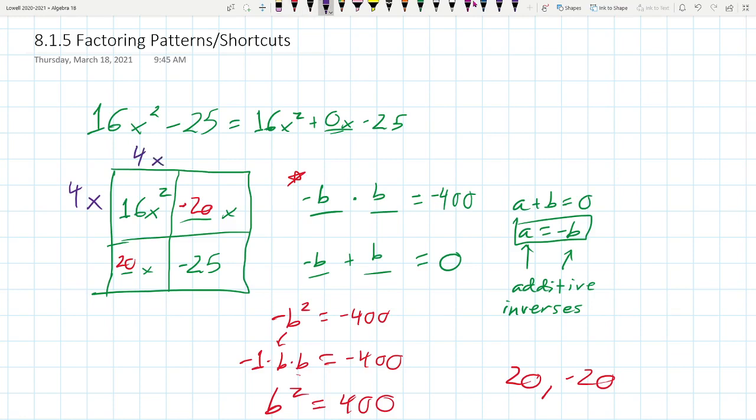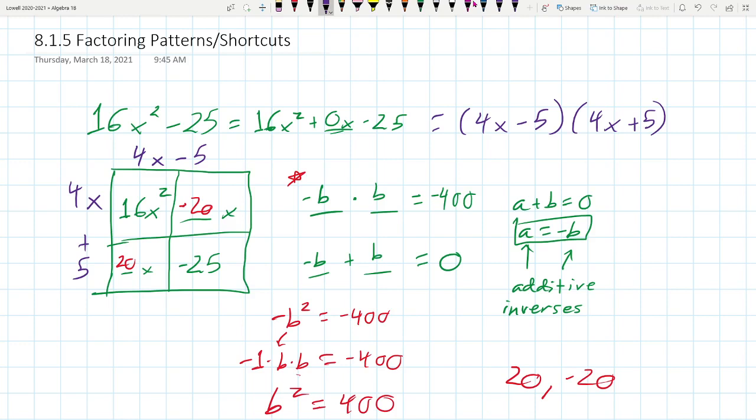We get a little bit more interesting when we go on to the next column here, because 4x times what gets you to negative 20x? That's going to be negative 5, so plus negative 5 there. And down here, negative 5 times what gets you to negative 25 has to be positive 5. And so we get this interesting pattern where this factors into 4x minus 5 and 4x plus 5. Okay? And this is actually always going to happen when we have something like this.